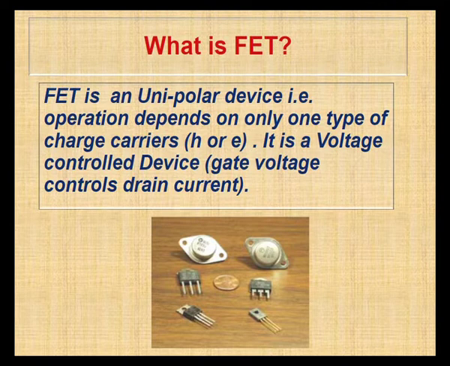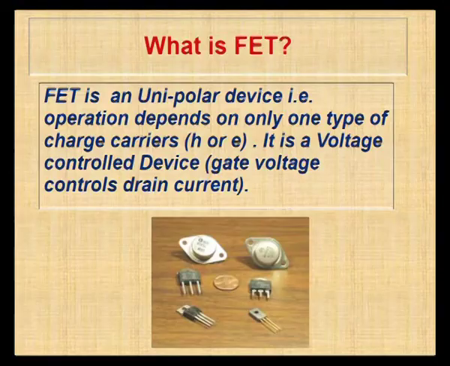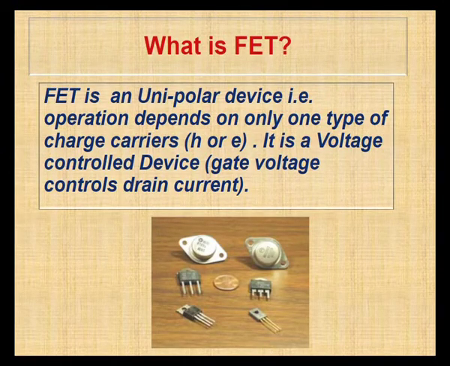The figure here shows the physical appearance of a field effect transistor. Why do we need a field effect transistor? There are two disadvantages that we observed in the BJT, that is the bipolar junction transistor. One is that it has low input impedance, and also it has very high noise. These two made us go for a new device. That is why now we are learning about field effect transistor.